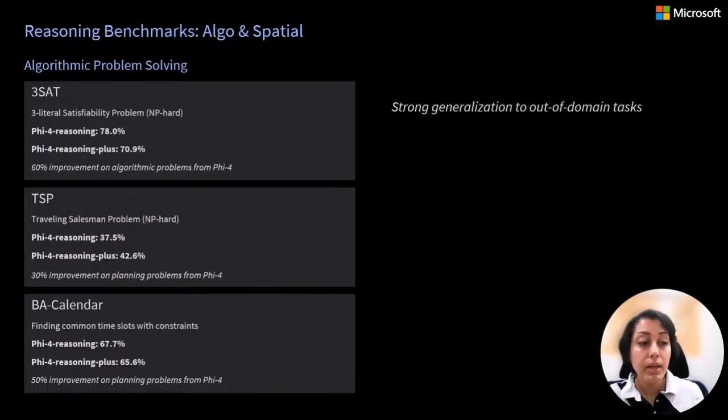Similarly, for the traveling salesman problem, which is again an NP-hard problem, both of the models were able to get more than 30% improvement compared to non-reasoning models. And finally, for calendar planning, which essentially tries to find a common time slot given a series of complex constraints, we have 50% improvement compared to the base non-reasoning model, even though, again, none of these tasks are things that we explicitly had in our training data. So this really suggests that once the model learns reasoning as a meta skill, it can generalize and apply it to new domains that it hasn't seen before.